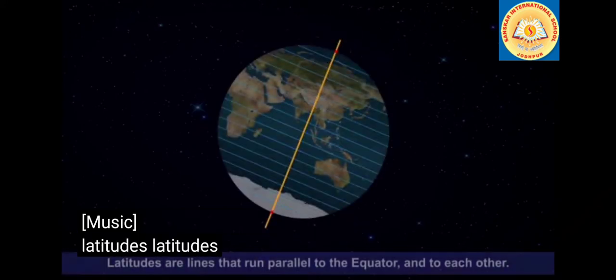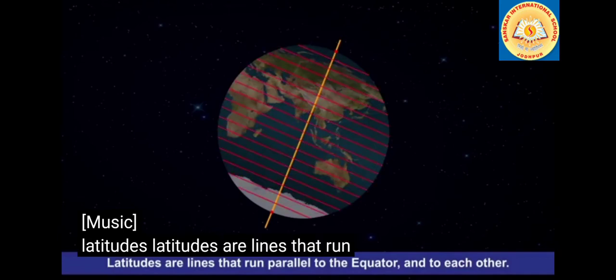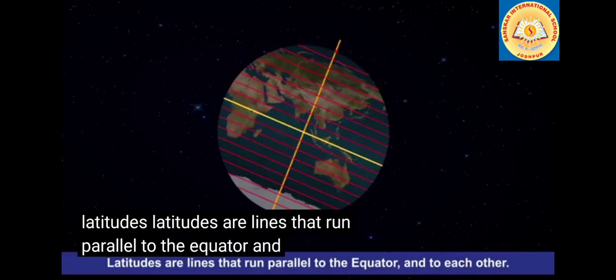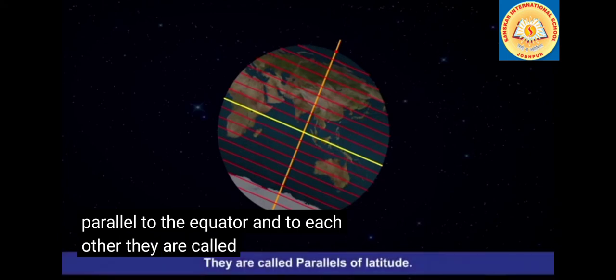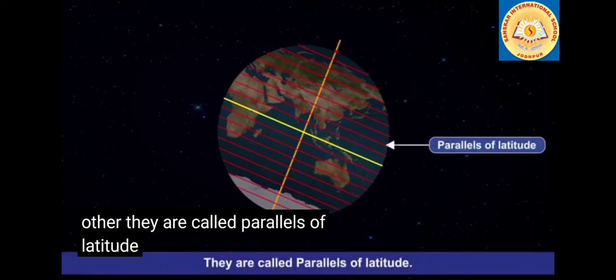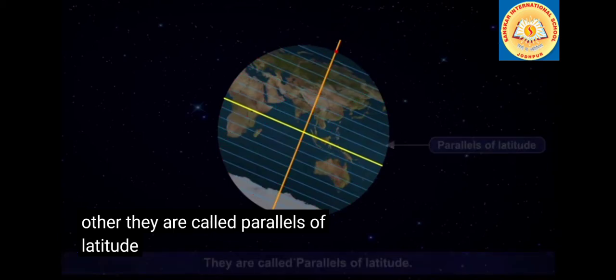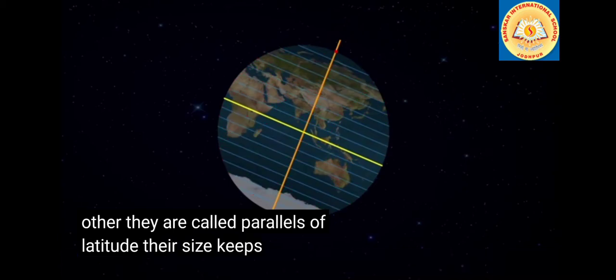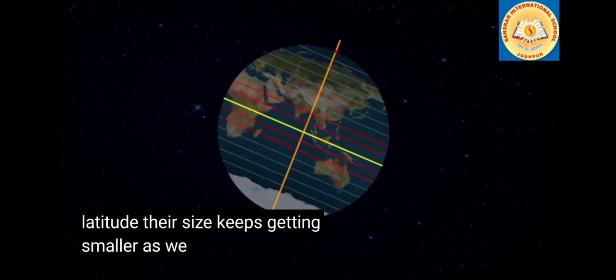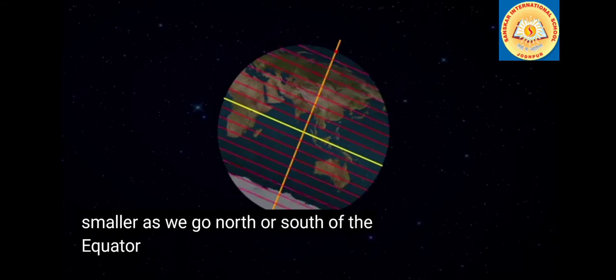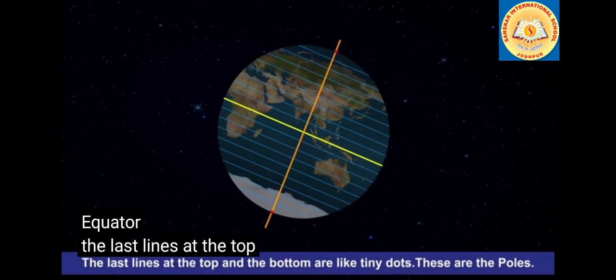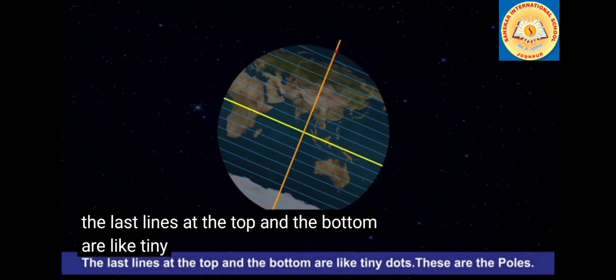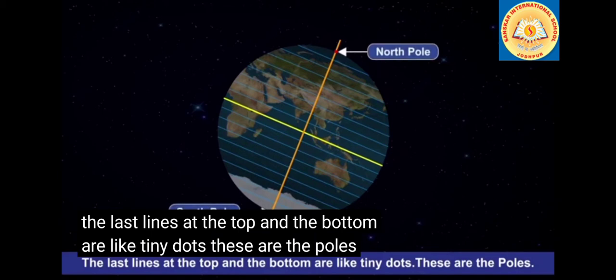Latitudes. Latitudes are lines that run parallel to the equator and to each other. They are called parallels of latitude. Their size keeps getting smaller as we go north or south of the equator. The last line at the top and the bottom are like tiny dots. These are the poles.